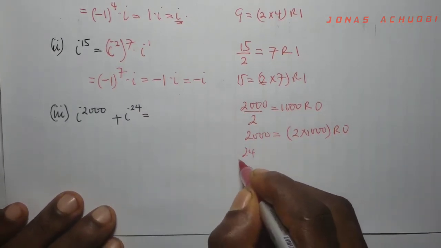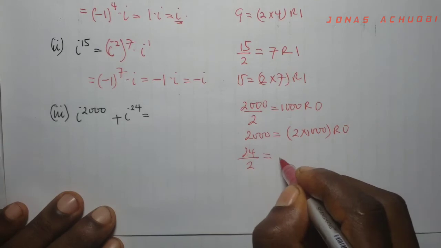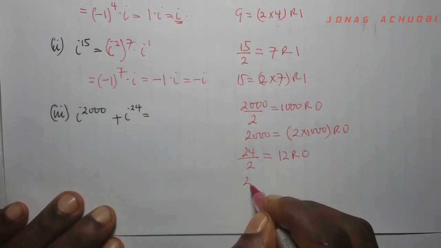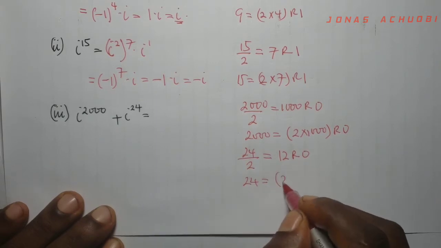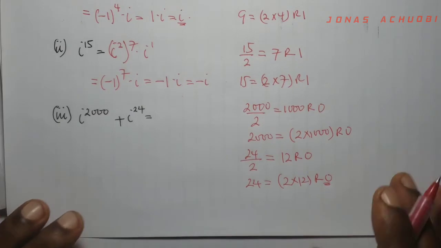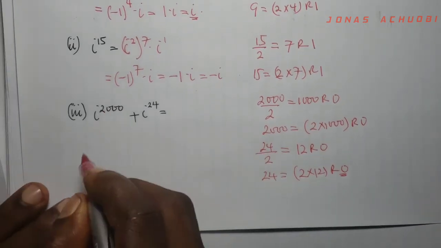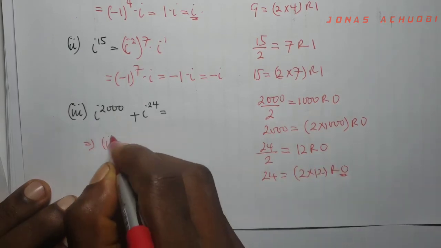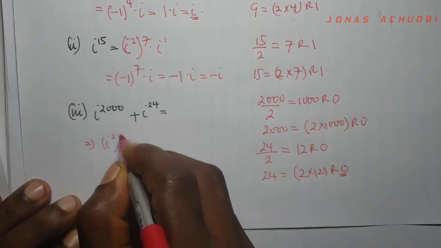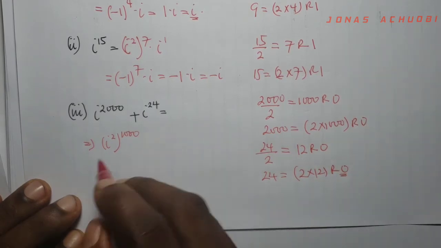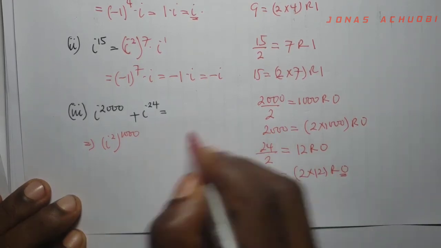Then go back to the second one. We have 24 divided by 2. That gives us 12, remainder 0. So that 24 can be written as 2 times 12, remainder 0. And I'll go back to what I have. I can now write this as i raised to the power 2, and what will be outside? 1000. Remember the remainder 0, so times nothing, because that's it.